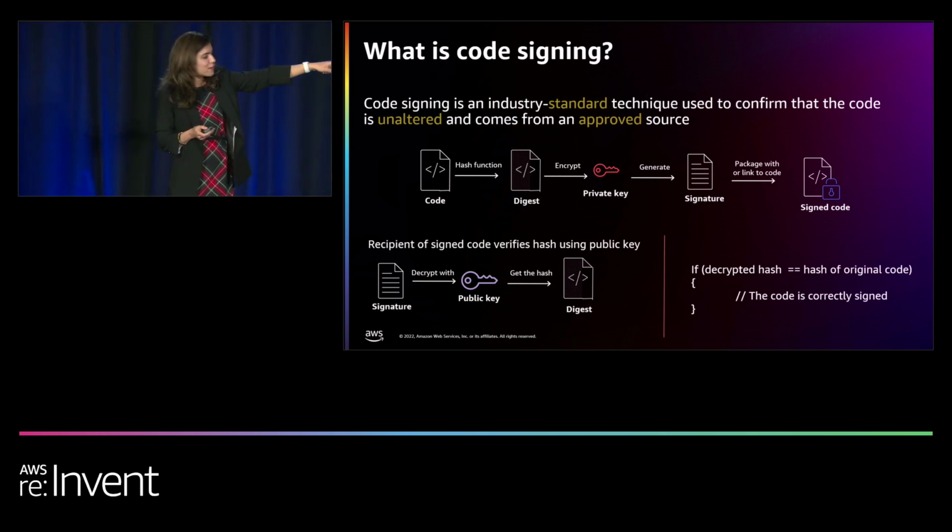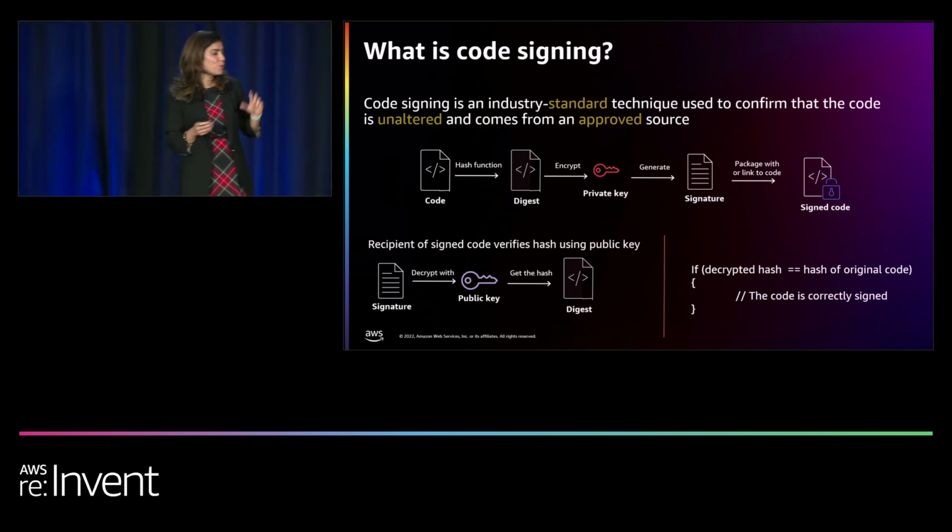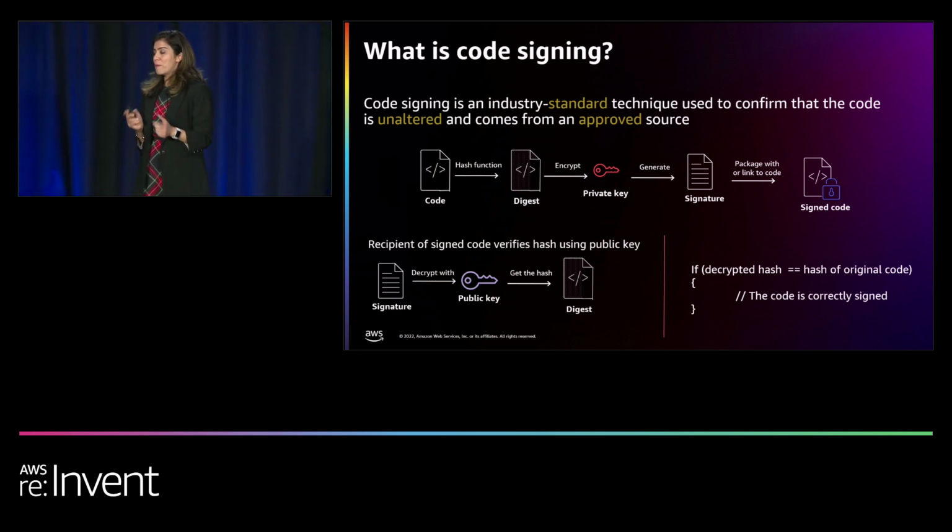So that's the little code that I added. If the decrypted hash is not equal to what we were encrypting, that means the package should not be used. But if it is equal, then it makes sure the package is good to go.